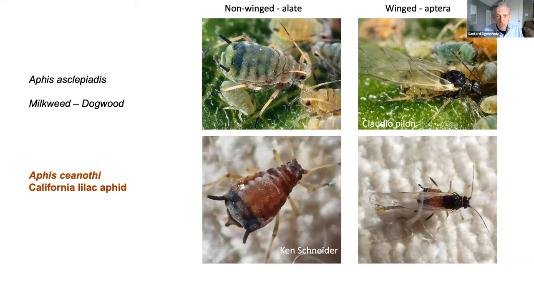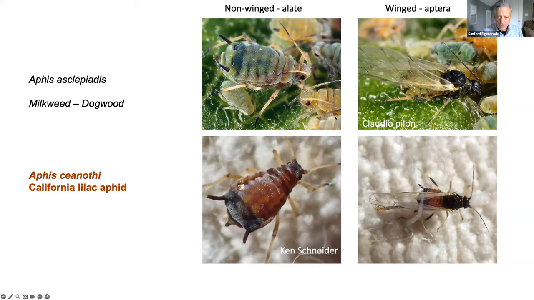They have two forms, many do. Non-winged, called alates. It should be reversed. Thought I had this reversed. So non-winged are aptery, without wings, and the winged are alates with wings.